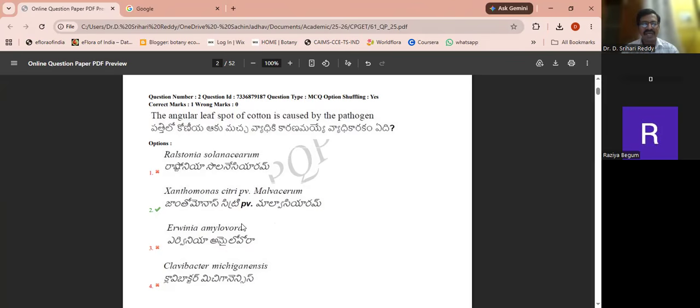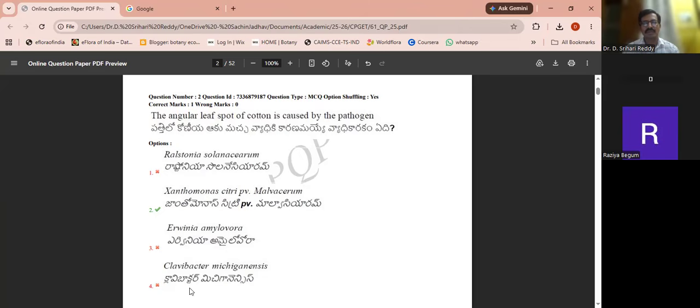So Erwinia amylovora causes fire blight disease in the fruits belonging to the Rosaceae family. For example, apples. In the apple, it causes fire blight disease, Erwinia amylovora. Why am I explaining all this? Because this time they may ask questions on another type of pathogen.